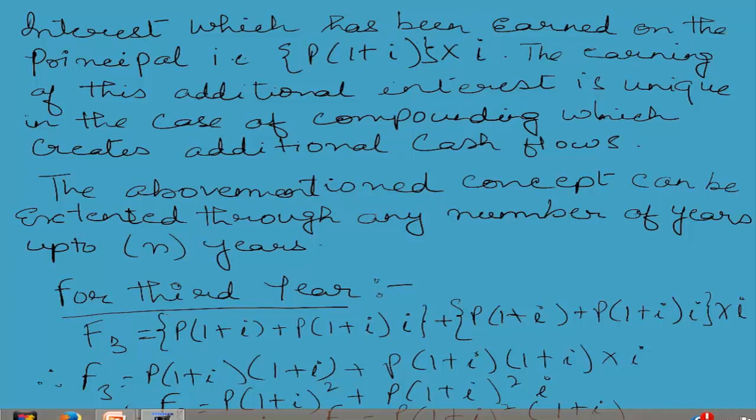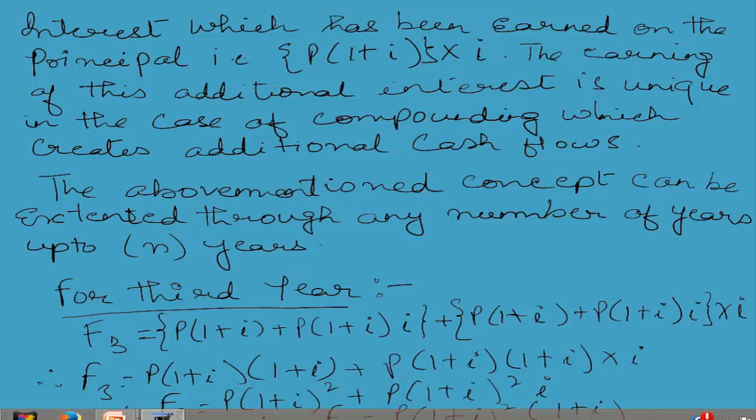And to this particular new principal, we are multiplying I% rate of interest, which shows the interest being earned on the new principal at the beginning of the third year for the entire stretch of the third year. So the formula becomes P(1+I) plus P(1+I) into I, plus again P(1+I) plus P(1+I) into I.